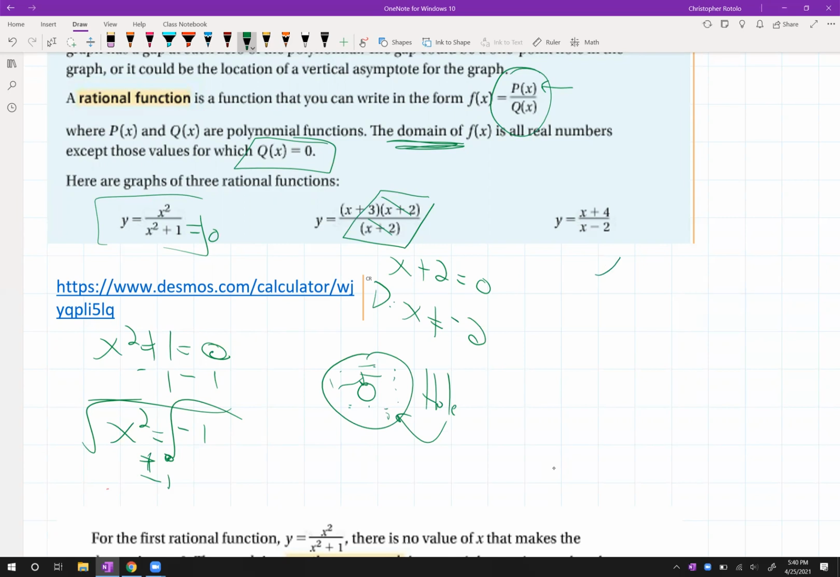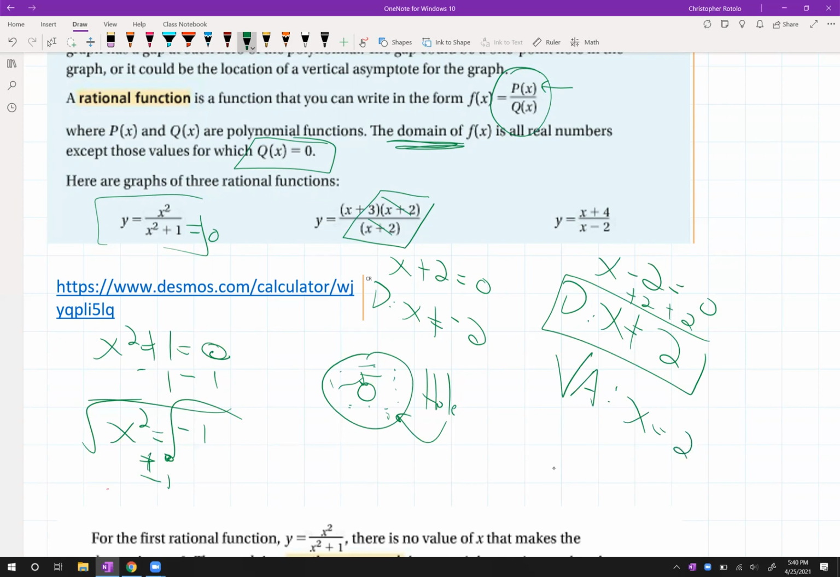And then the last one, we have x minus 2 equals 0, x equals positive 2 when we add 2. So x for the domain can't be 2, but this is going to be called a vertical asymptote. So we use VA, vertical asymptote at x equals 2. So let's take a look at the graph.